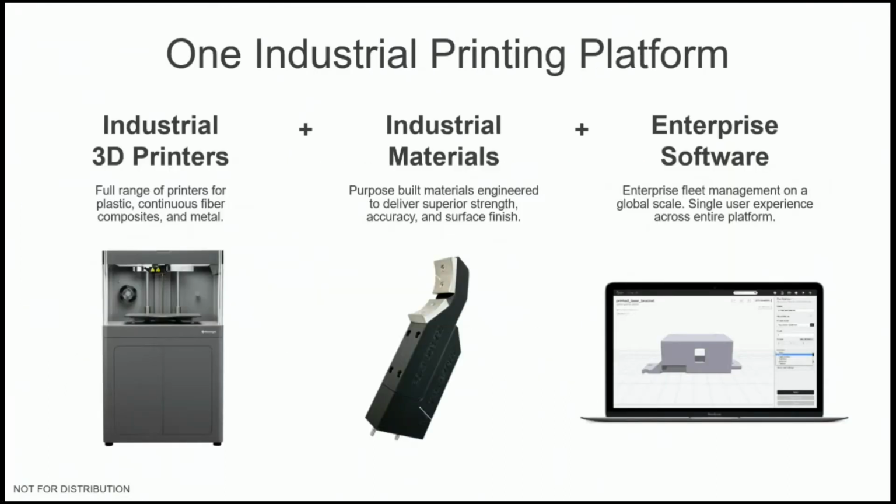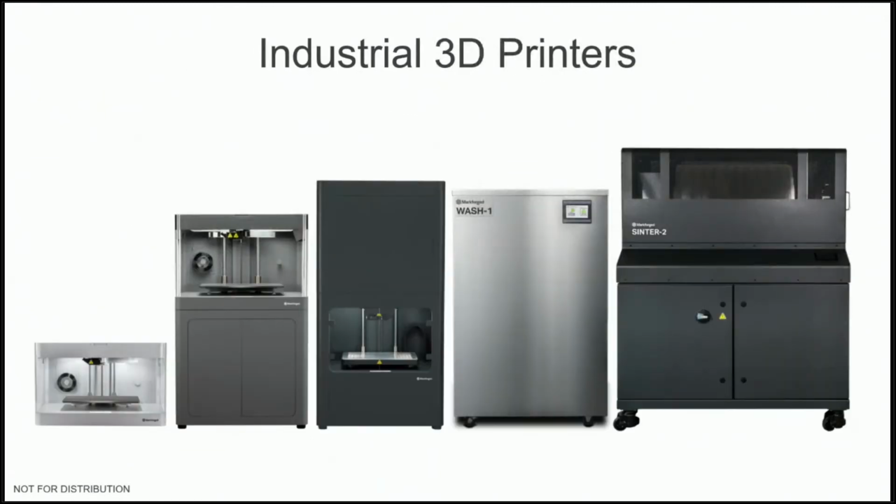So, one industrial printing platform. Our software goes across all the different printers, whether it be our desktop, our industrial, or our metal. So bringing us the full range of plastics, continuous fiber, and metals. We're actually able to build composite and metal parts together. And as I mentioned, the enterprise software is very easy to use, same interface for all technologies.